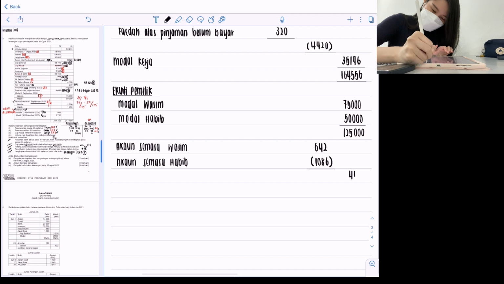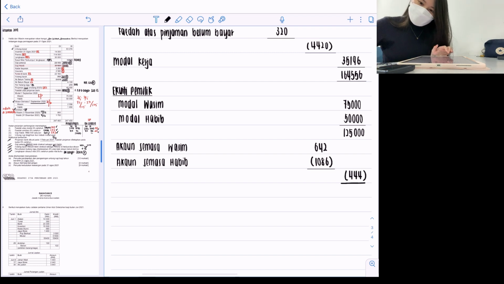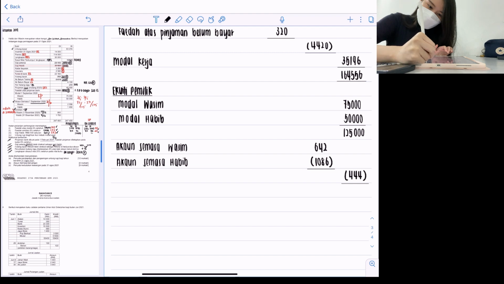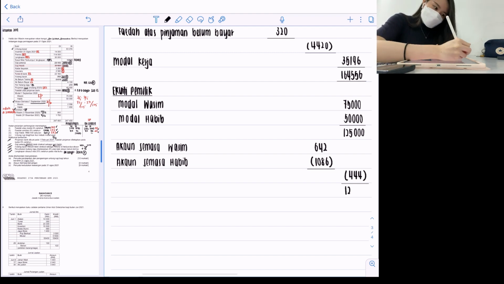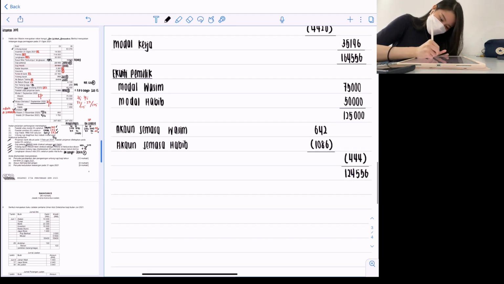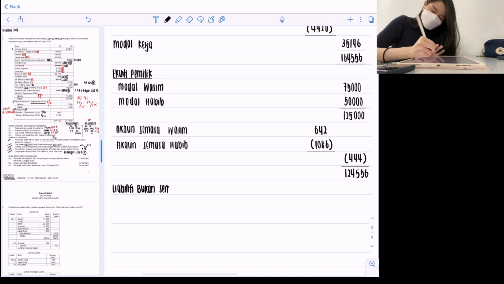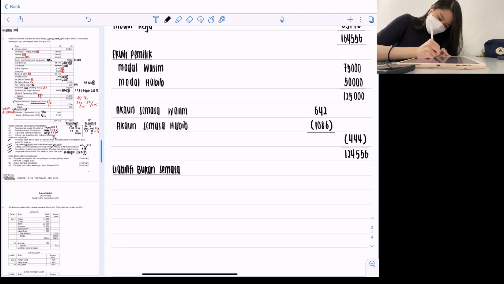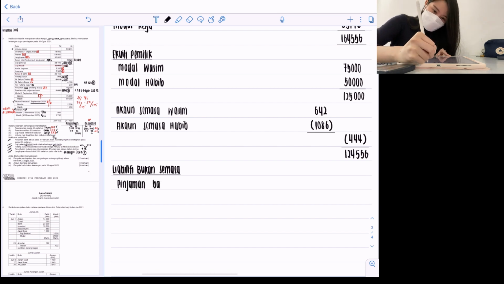In negative form, so we're going to combine it with the 125,000 that you get 124,556, and you can see from now our last 4 digits are identical above already. So only what's left is the 6 and the 2 is different lah. So I just need another 40,000 more, which then it might be coming from your liability bukan semasa. So here we go, liability bukan semasa is our pinjaman and it is exactly 40,000. And once you put in, we are done with our Perkongsian question.